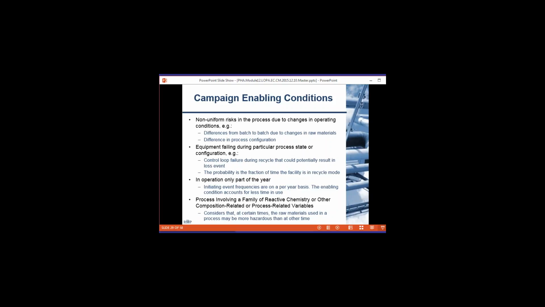And finally, a process involving a family of reactive chemistry or other composition-related, process-related variables. This is related to the very first bullet. It considers that at certain times, raw materials used in a process may be more hazardous than at another time.